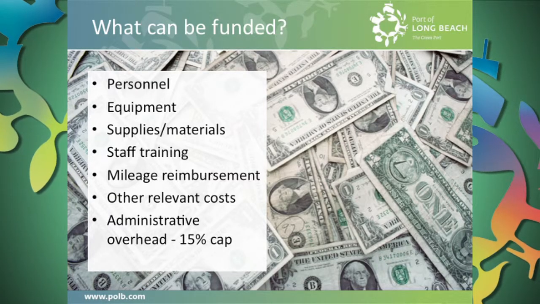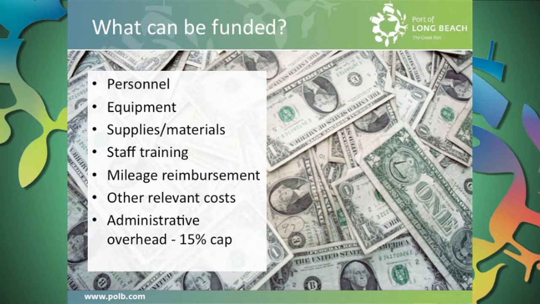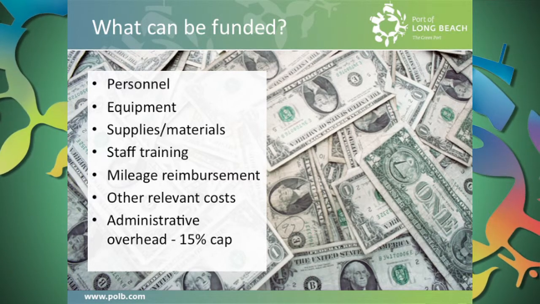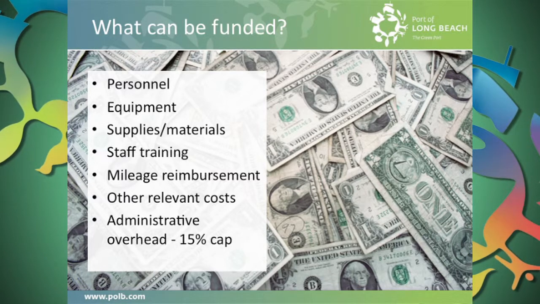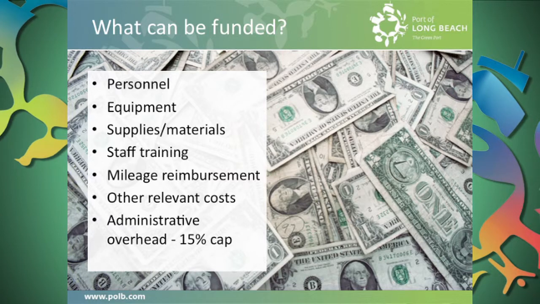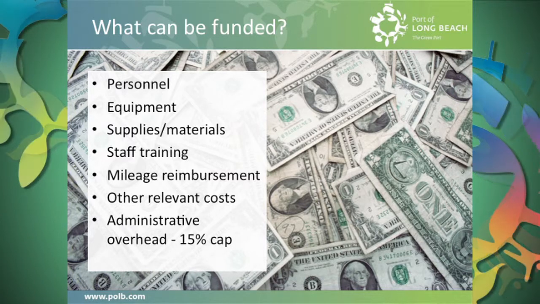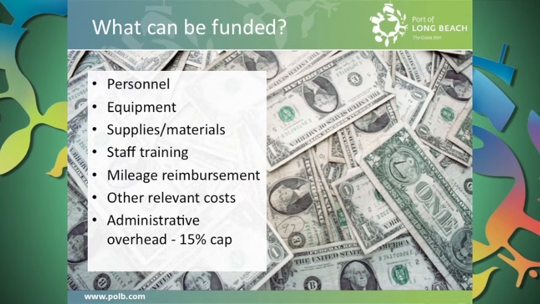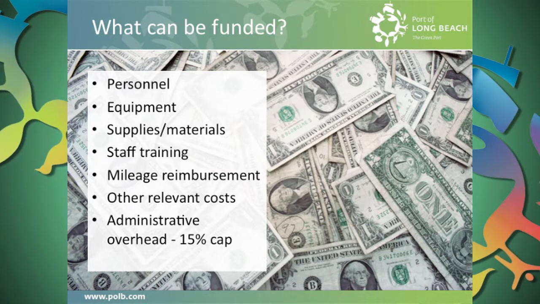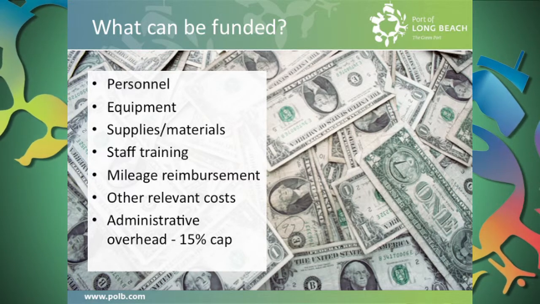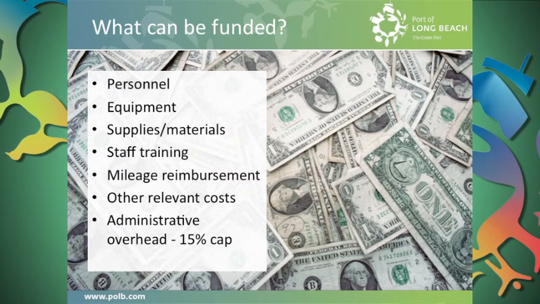This is a partial list of things that can be funded by the grant. It includes things like staffing, equipment, supplies. If you've got a community health worker program where you have staff going out into the community, you can request reimbursement for the miles that they're traveling. And it's basically any costs that are directly associated with providing the services. And the RFP lists even more costs in here. This is just a snapshot.